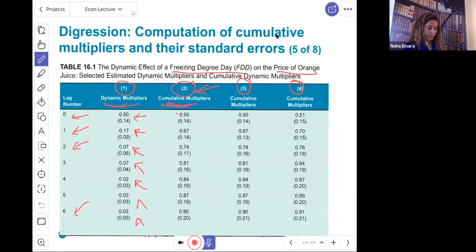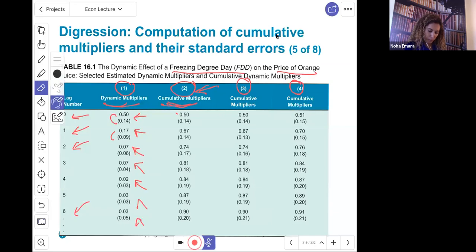So we don't have here a computation of the t-statistic, but you can do it on your calculator by dividing this number over this number, and you will get the t-statistic, and you will be able to say, okay, is the impact effect statistically significant or not? Is the first period dynamic multiplier statistically significant or not, and so on. So I haven't done that, but I do have a graph.